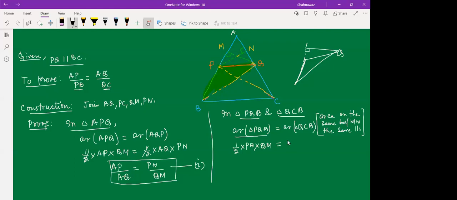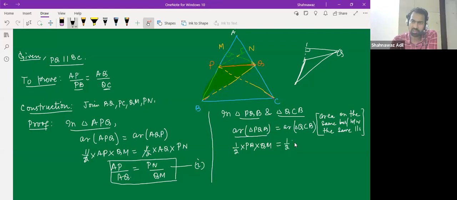Yes, I understand. And you tell me that if I choose QC as my base, what is the perpendicular? What did I write? PQC, PQC is the triangle, right? This is the triangle between the same parallel and on the same base.